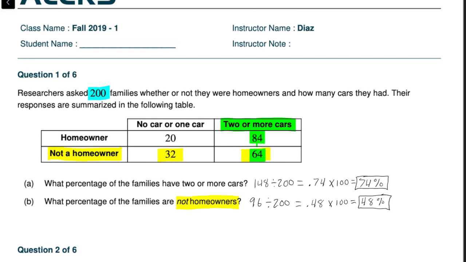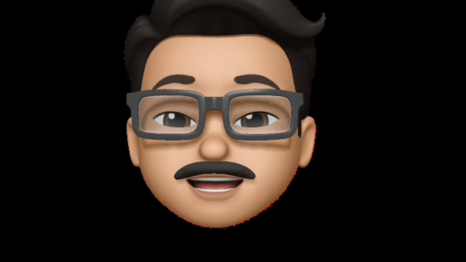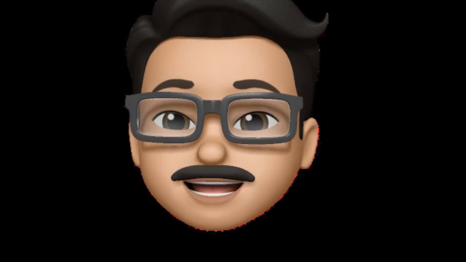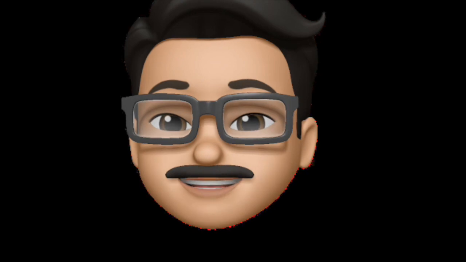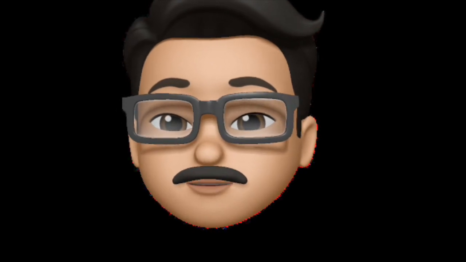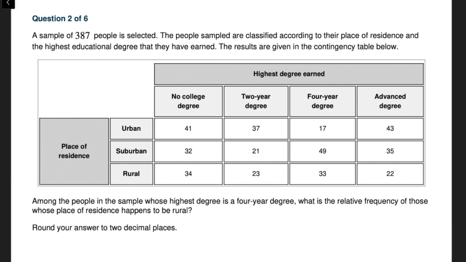Now let's go ahead and work on problem number 2. This second problem should help you answer number 2, 4, and 6 on this homework. Again, it's going to be 2, 4, and 6. Question number 2. A sample of 387 people is selected. The people sampled are classified according to their place of residence and the highest educational degree that they have earned. The results are given in the contingency table. Among the people in the sample whose highest degree is a 4-year degree, what is the relative frequency of those whose place of residence happens to be rural?